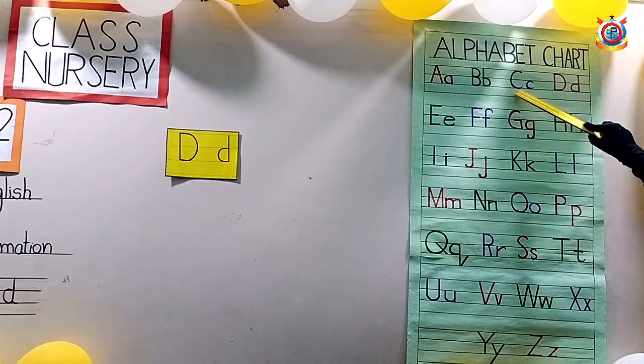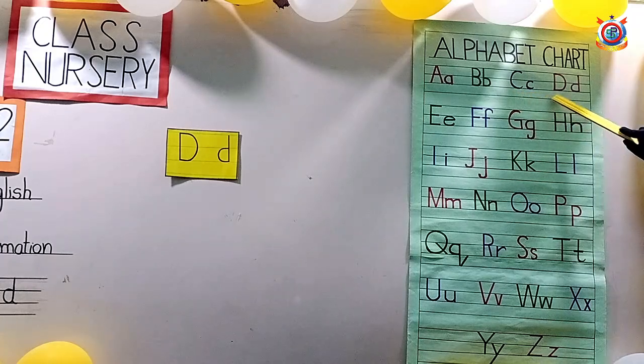This is C and the sound K. Name C and the sound K. This is D and the sound D. Name D and the sound D.